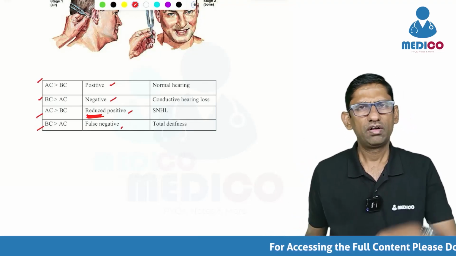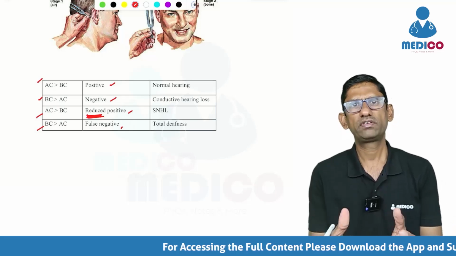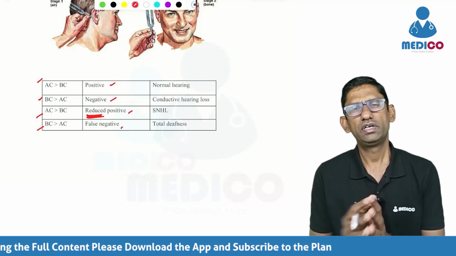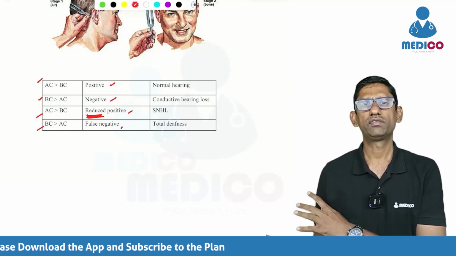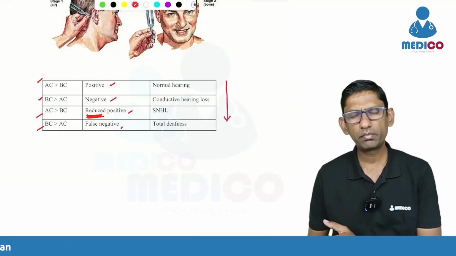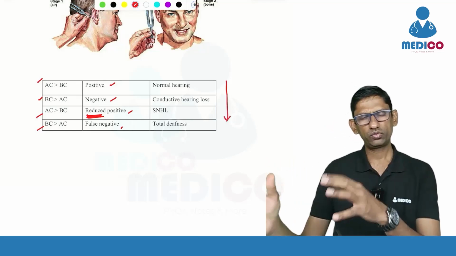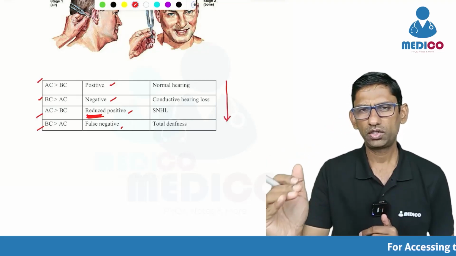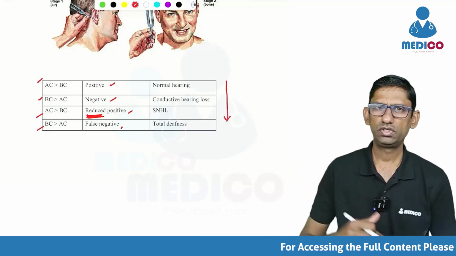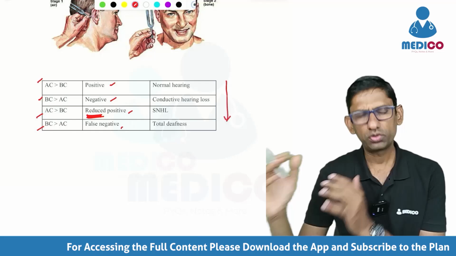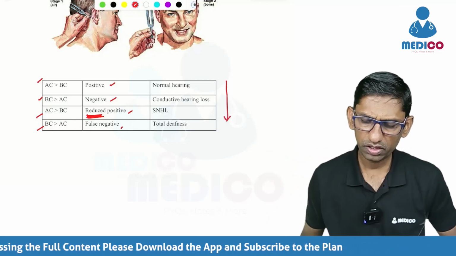And in the last column, what are the types of hearing loss? If the question has been asked, what will you say? Normal hearing, conductive hearing loss, sensorineural hearing loss, total deafness. That's all. So mark in that order. The third column is over. So if you remember in this way, it's easier to crack the Rinne's test. Positive, negative, reduced positive, false negative. Normal hearing, conductive hearing loss, SN hearing loss, and then total deafness. Very simple. So this is about the Rinne's test.